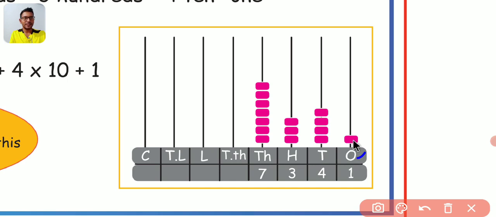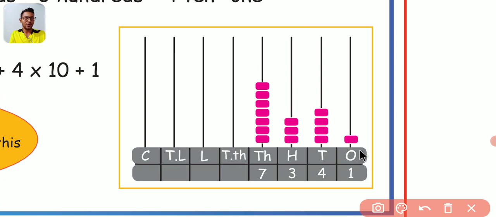In ones, there is only this one, which is called a rod, and this is the frame of the abacus. This is the frame, this is that rod. And here inside we have, in rose color, one shape; this is beads. I will explain later. Beads, this is beads. This is which place? Ones place.